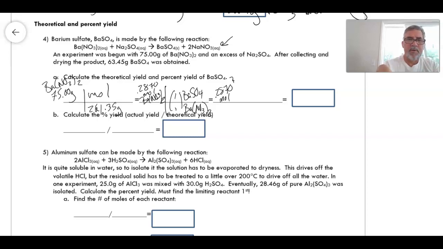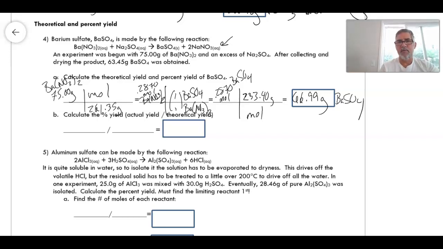And that's the barium sulfate. So right now I'm going to multiply it by the molar mass, which is 233.40 grams. Again, I got that from the periodic table, and I get a theoretical yield of 66.99 grams of barium sulfate. So that's how we did it, just straight stoichiometry. We started at mass, went mass to mole, then mole to mole, and mole to mass, if you're going back up to your roadmap there.